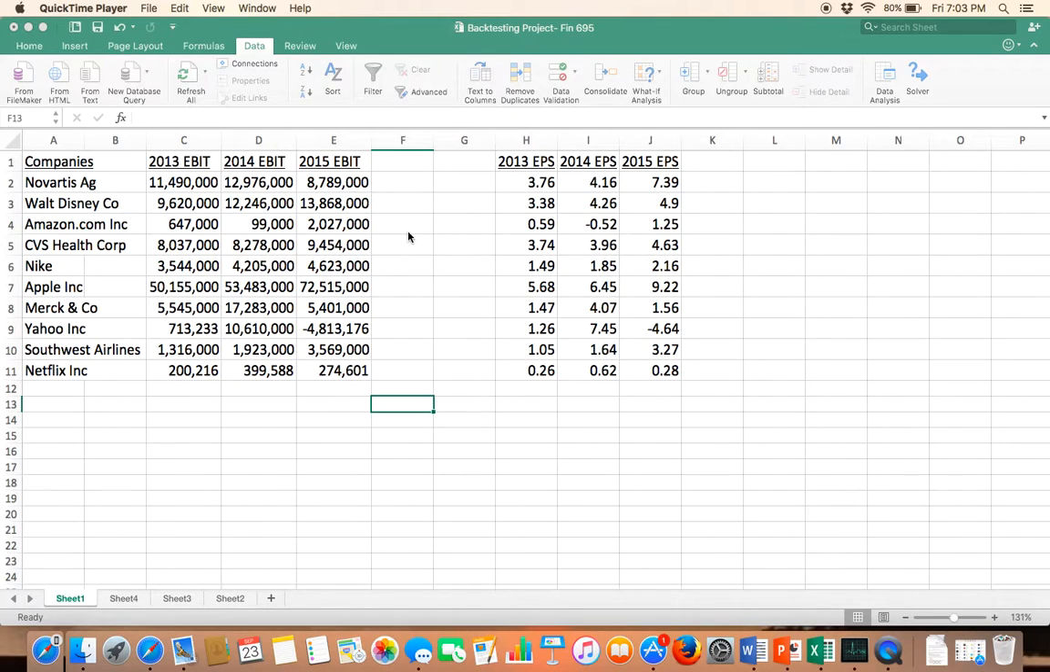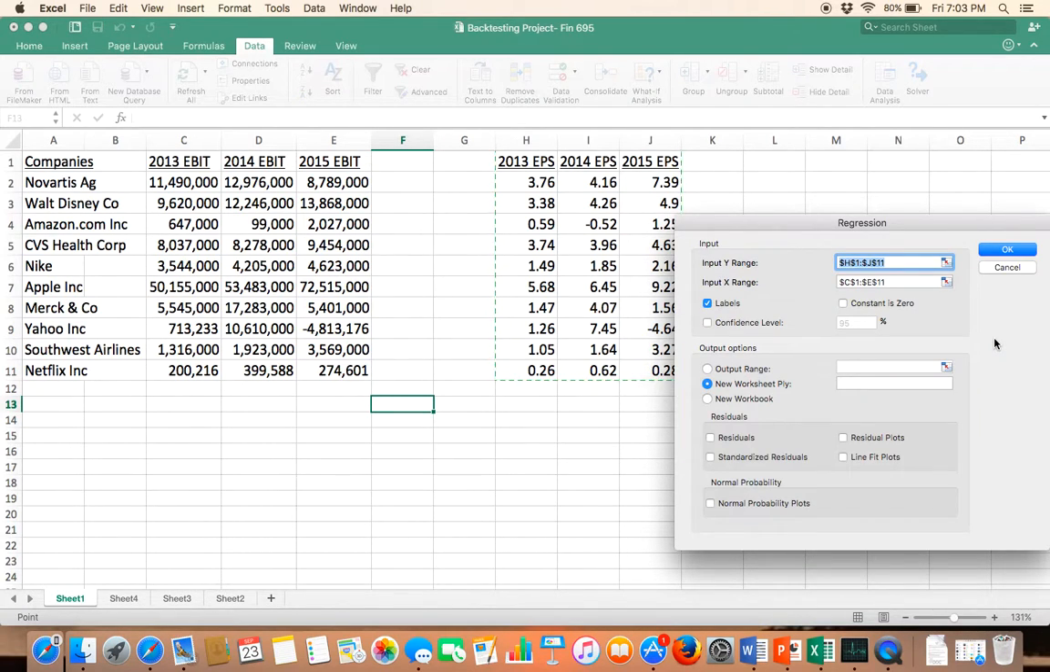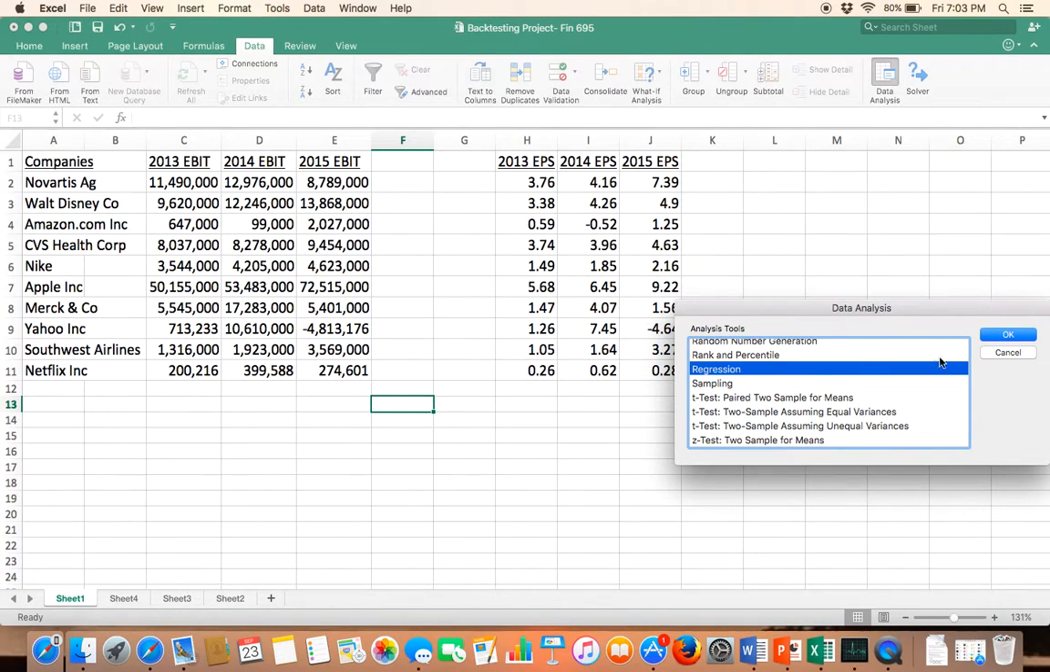So what I did was, in order to get the data, I did a data analysis, and I clicked on regression, and I picked the independent variable, which was the EBIT, the earnings before interest and taxes, and the dependent variable, which was the earnings per share, because again we want to see if the earnings per share is affected by the earnings before interest and taxes. So I pulled that up on a new spreadsheet.